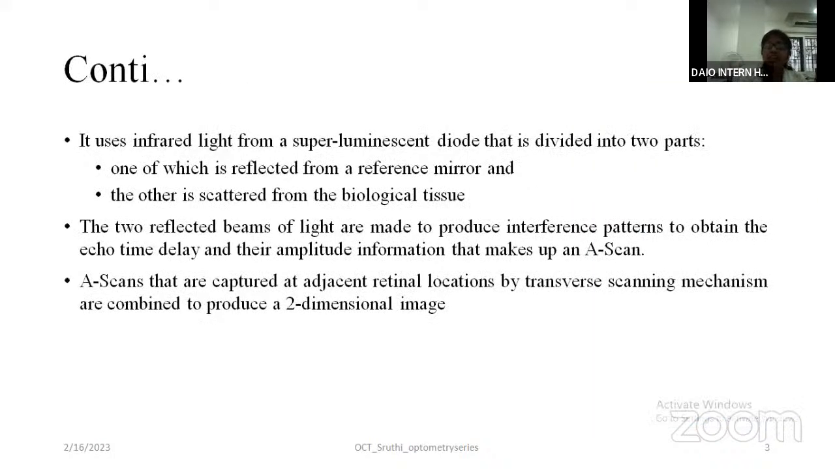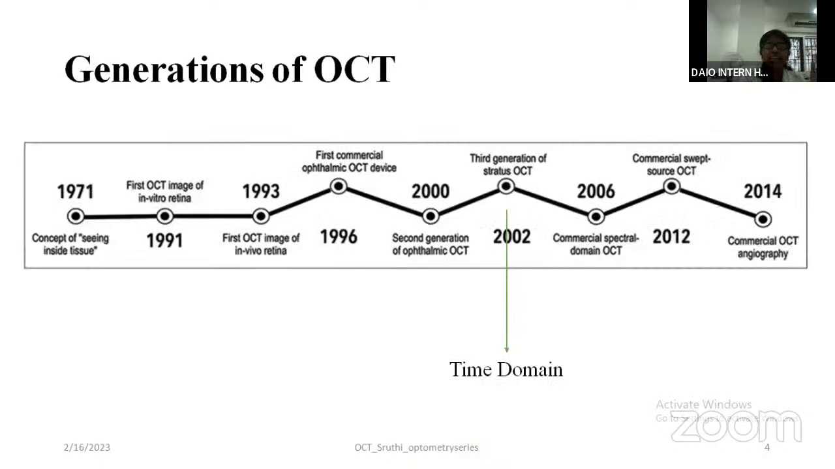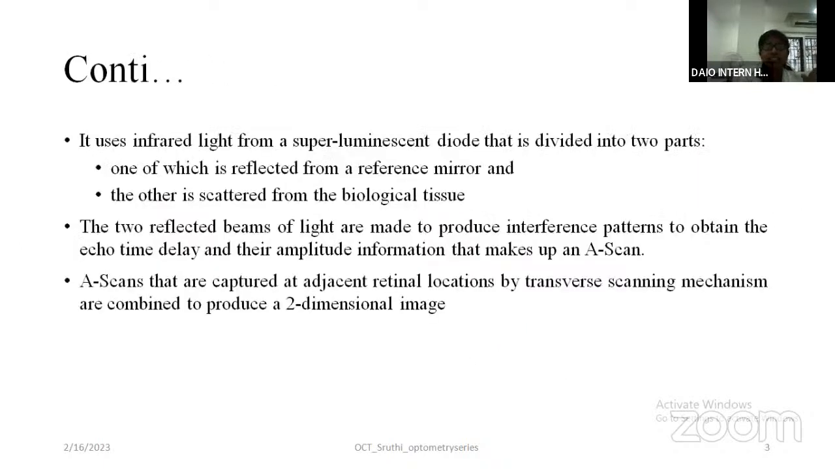OCT uses infrared light from a superluminescent diode that is divided into 2 parts, one of which is reflected from a reference mirror and the other is scattered from the biological tissue. The 2 reflected beams of light are made to produce the interference pattern. The echo time delay and the amplitude of information makes up the A-scan. A-scans that are captured at adjacent retinal locations by transverse scanning are combined to produce a 2-dimensional image.